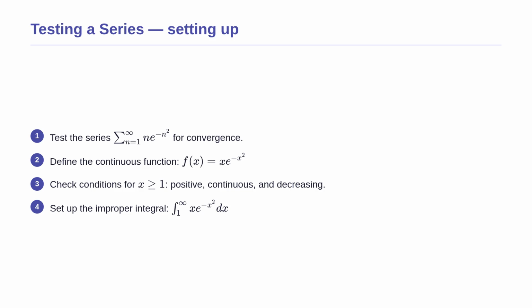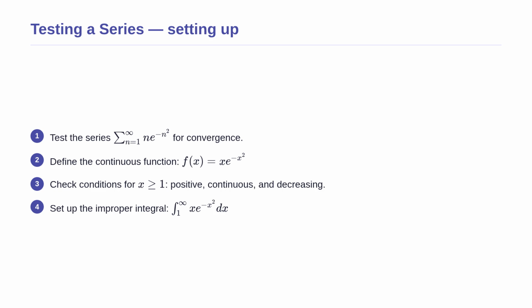Now that we have our formula and conditions, let us put the integral test into practice with a concrete problem. We are asked to determine if the infinite series of n times e raised to the negative n squared converges or diverges. First, we must define a continuous function by replacing the discrete index n with the continuous variable x. This gives us x times e raised to the negative x squared.